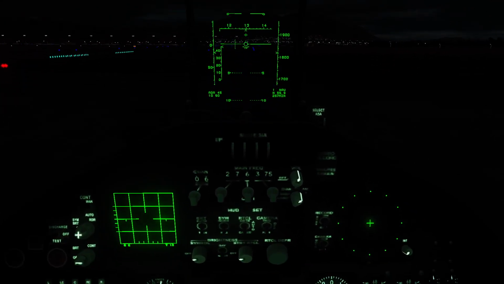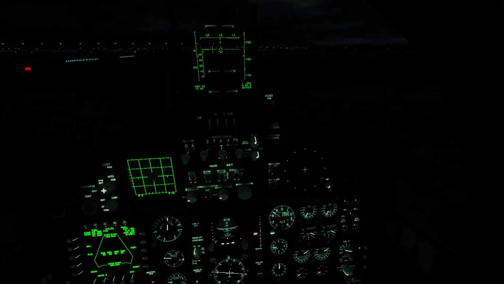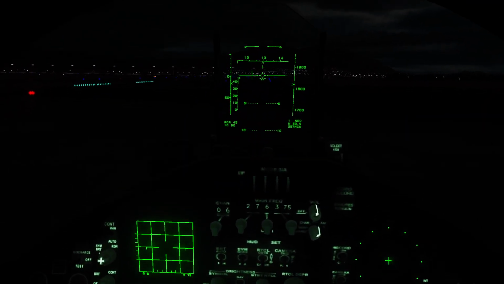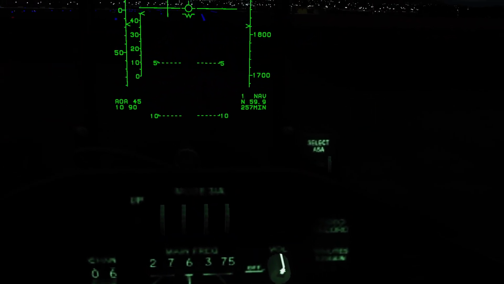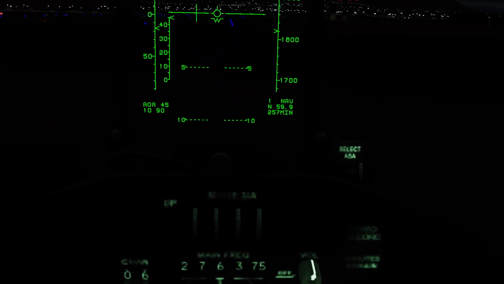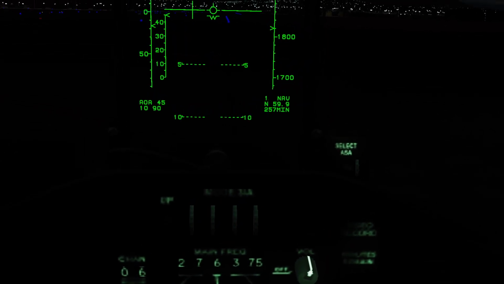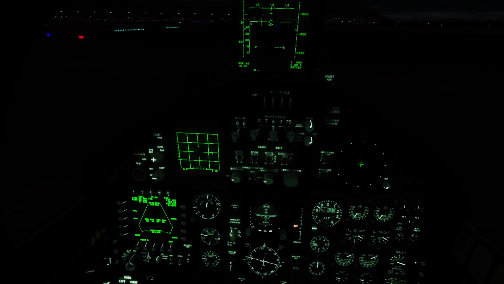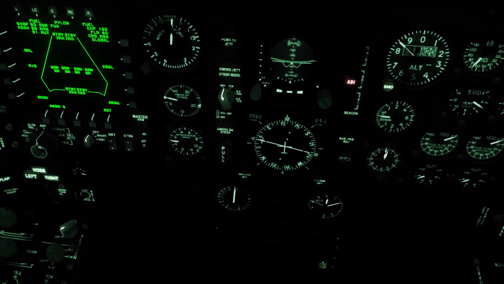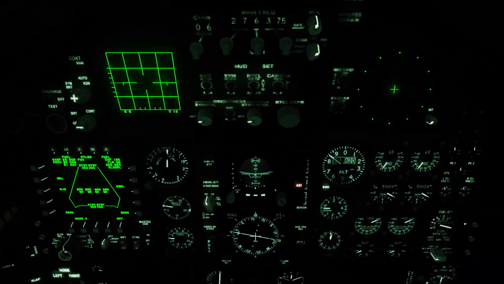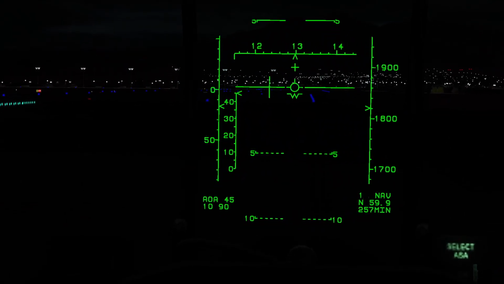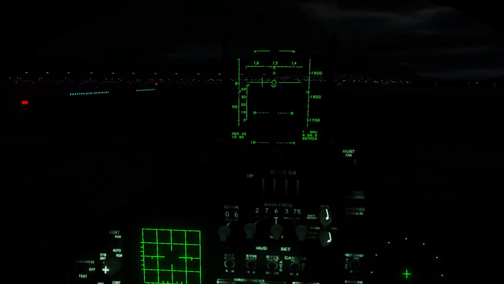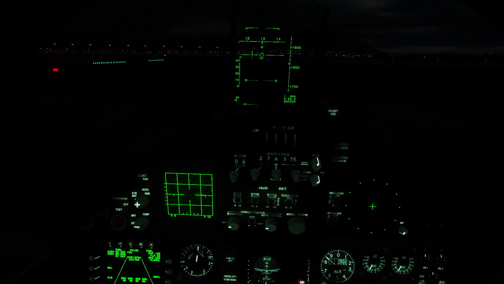So here's a quick review of how to use the nav system in the F-15C. I've got the aircraft in navigational mode, which is indicated by the 1 nav and then 59.9 in the bottom right of the HUD. We're going to be using the HSI, and then this line right here, well, I guess I can't show you, but I'll illustrate that here in a moment once we get airborne.